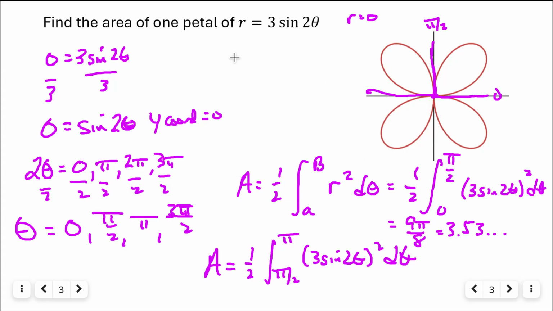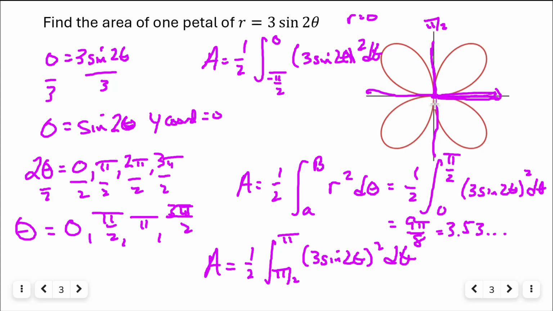Okay? You could take 1/2 the integral from negative pi over 2 to 0 of 3 sine 2 theta squared d theta. Negative pi over 2 is down here, 0's over here. That would find you the area of that petal. Okay? You could go from pi to 3 pi over 2. Pi to 3 pi over 2 would find you the area of this petal.